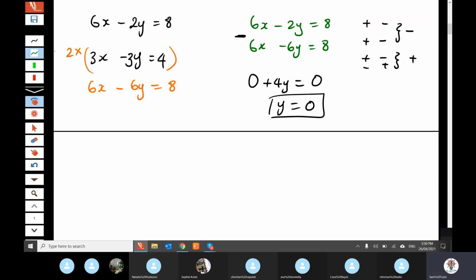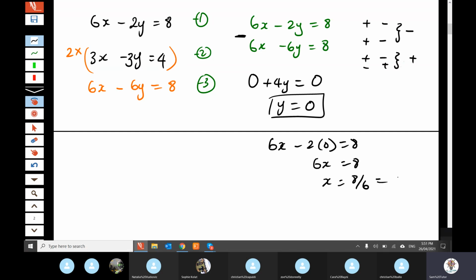Sub it into which one? Number 1, number 2, number 3. It doesn't matter. I like that he said 1 or 2. So you thought it matters if you sub it into 3. It doesn't matter. 1, 2, or 3. Clear? Good. Y equals 0, so I'm going to sub it into 1. So we get 6x minus 2 times 0 equals 8. 6x equals 8. X equals 8 over 6, which becomes 4 over 3. Finished.